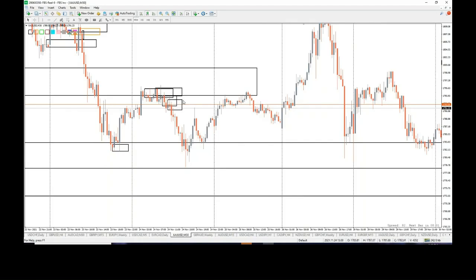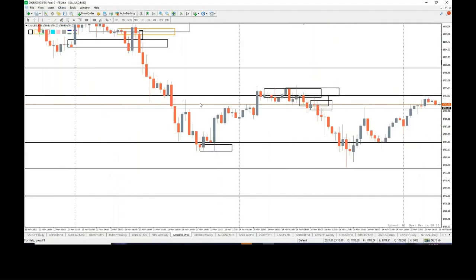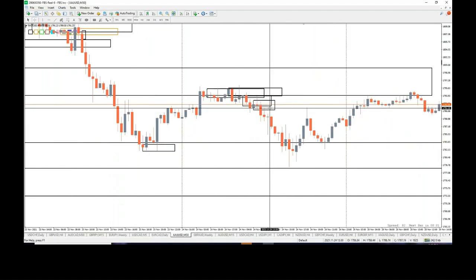For entry. Can you see? Yeah, that's price so clean. Coming back into zone and boom, boom, boom.